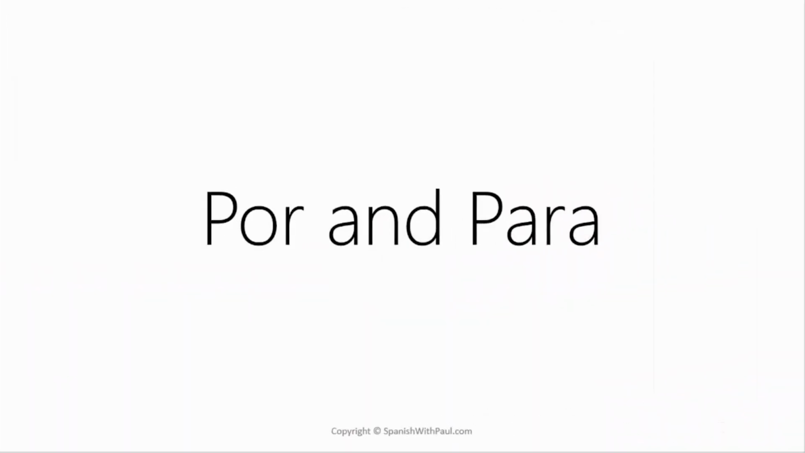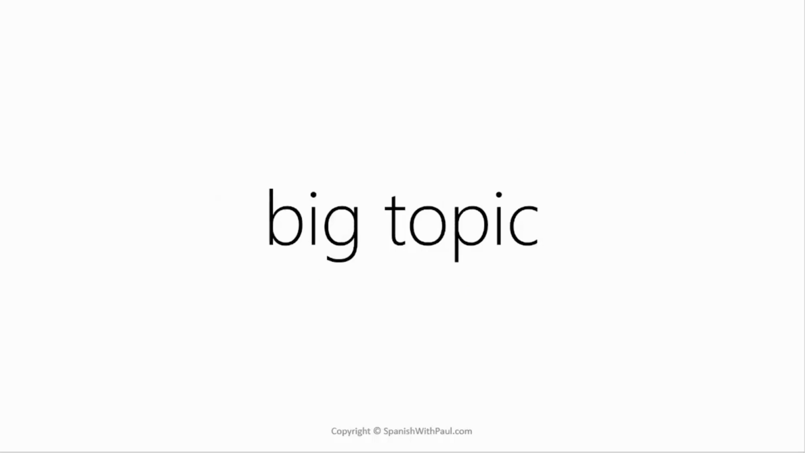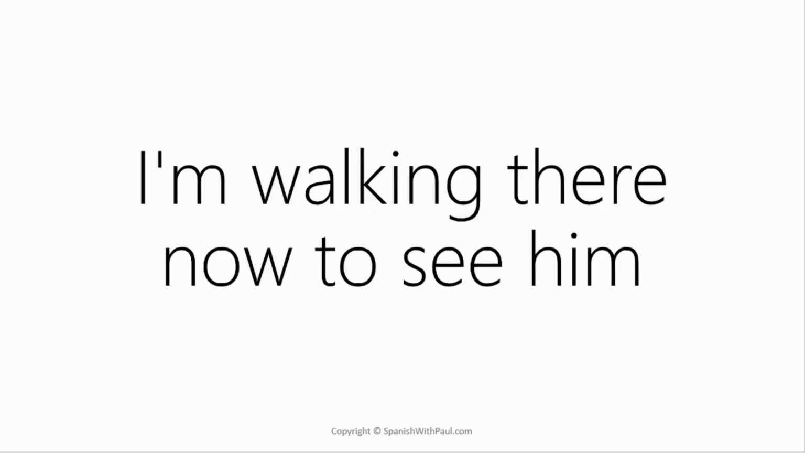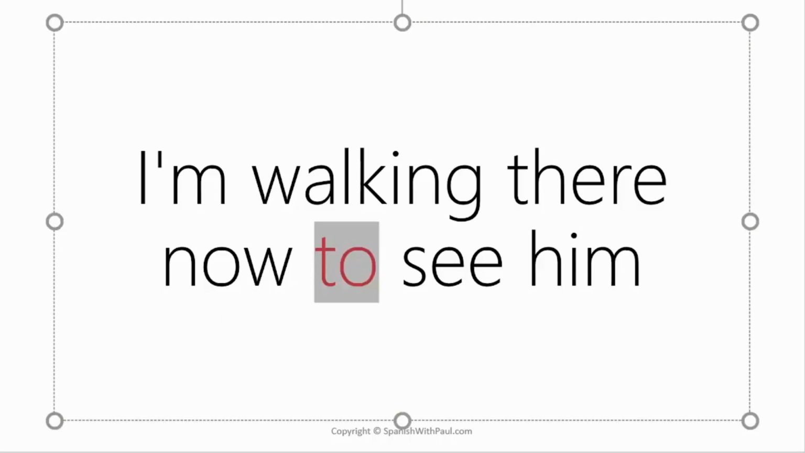Next up in our preparation is por and para. Now this is a big topic in Spanish, but we're going to start here with just a couple of distinctions between them. First of all, let's look at this example sentence. It reads, I'm walking there now to see him. I'd like you to pay particular attention to this to right here highlighted in red.